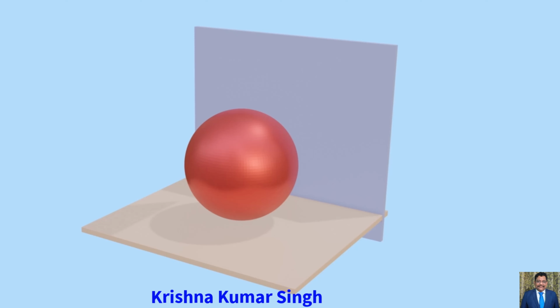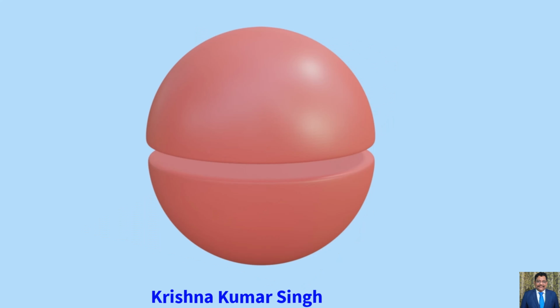So first, let us understand what is a section of the sphere. When the sphere is cut by a section or cutting plane, the obtained section is called a section of the sphere.